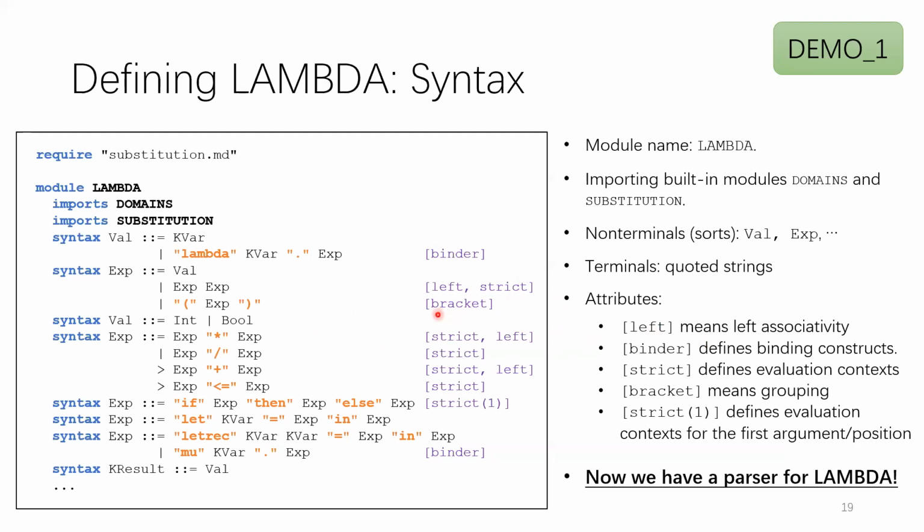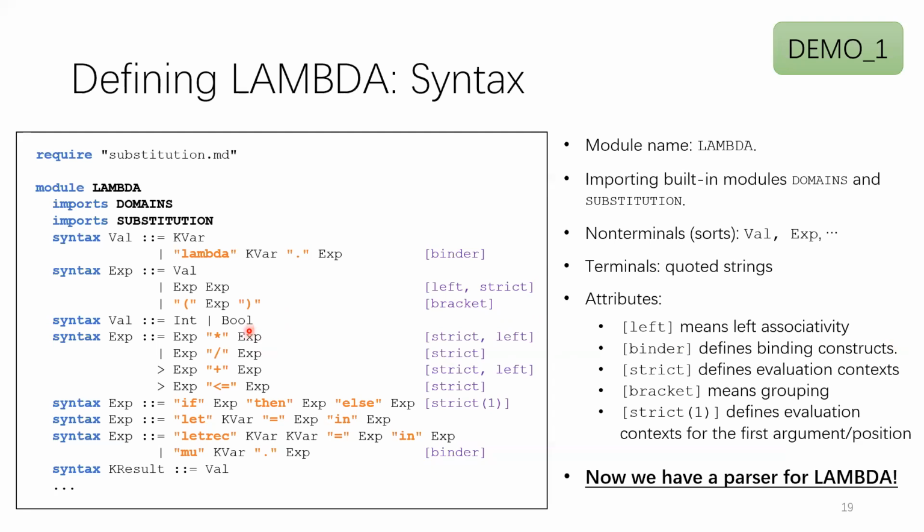The bracket attribute tells K that parentheses are only used for grouping. So K will not add it to the internal abstract syntax trees, and we do not need to bother giving parentheses a form of semantics. They will only be used for parsing purposes.